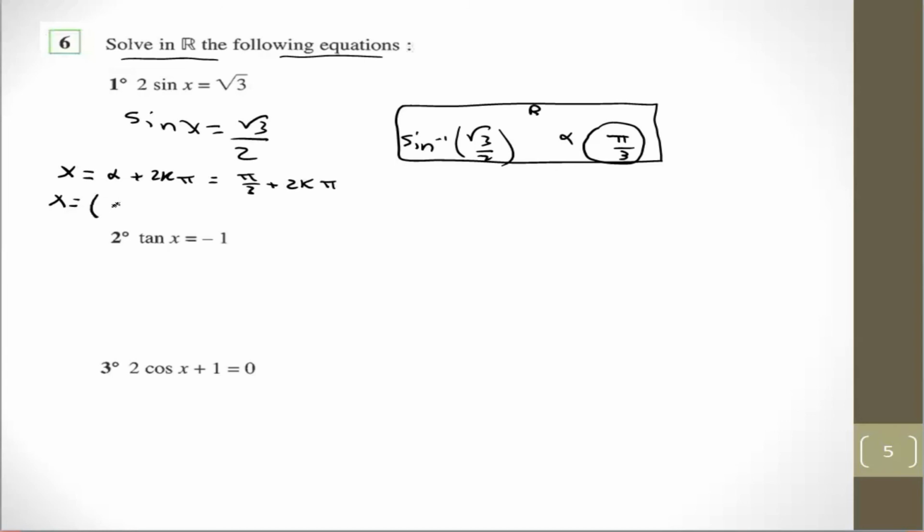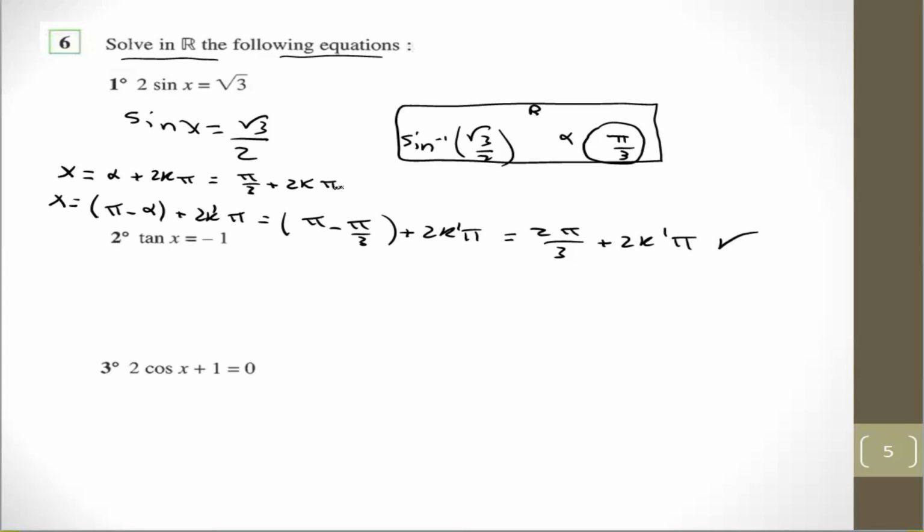And x equal pi minus alpha plus 2k pi, which is equal pi minus pi over 3 plus 2k pi, or 2k prime pi. Sorry, here we just write 2k prime since it's the other solution, so it would be 2 pi over 3 plus 2k prime pi, and that's it. This is the first solution, this is the second solution.